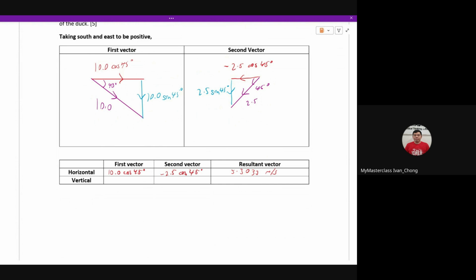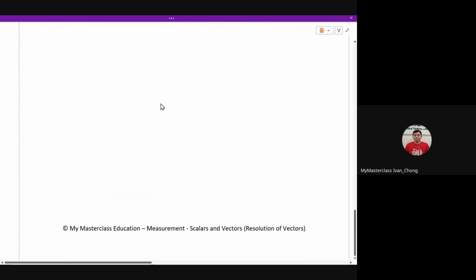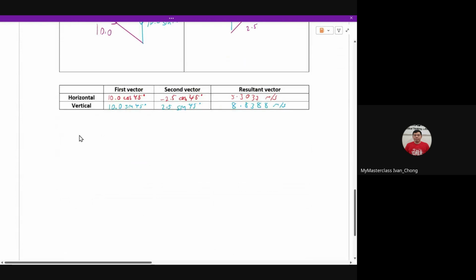And then we'll do the same for your vertical component. So 10.0 sine 45, 2.5 sine 45. So you want to add them both up. 10.0 sine 45 close bracket plus 2.5 sine 45 close bracket. So you end up with 8.8388 meters per second.